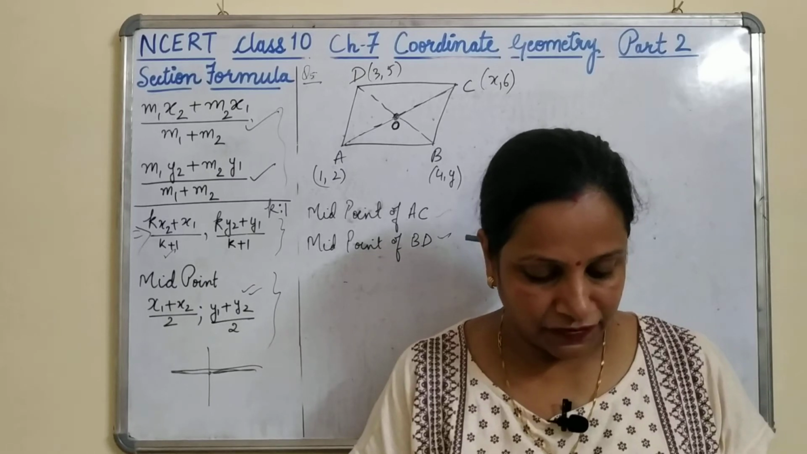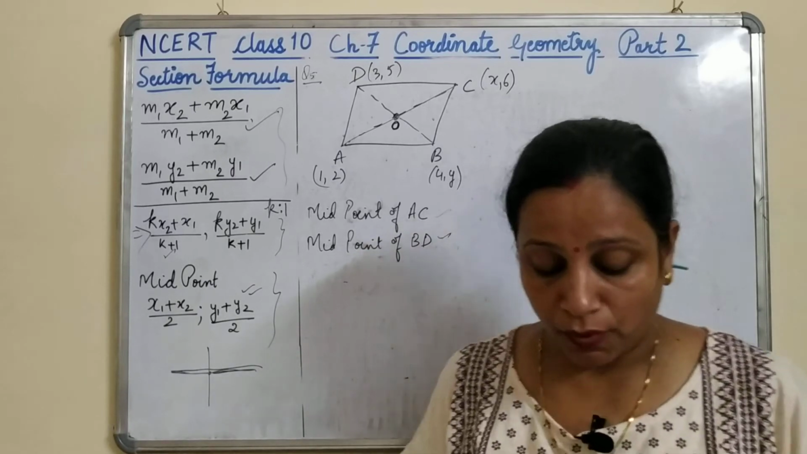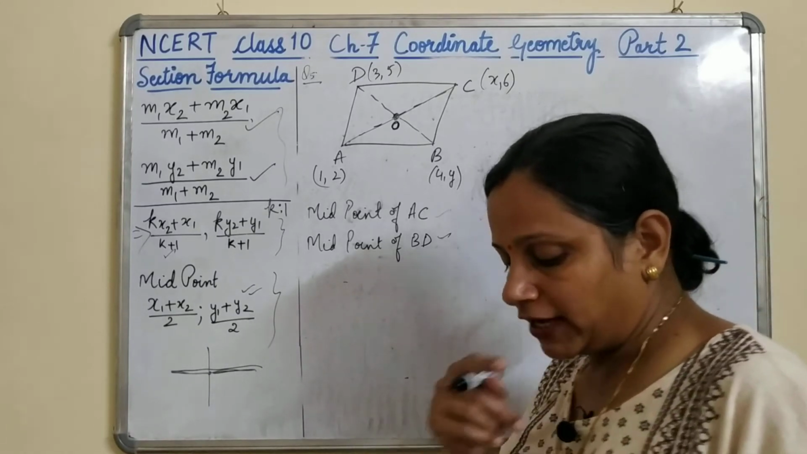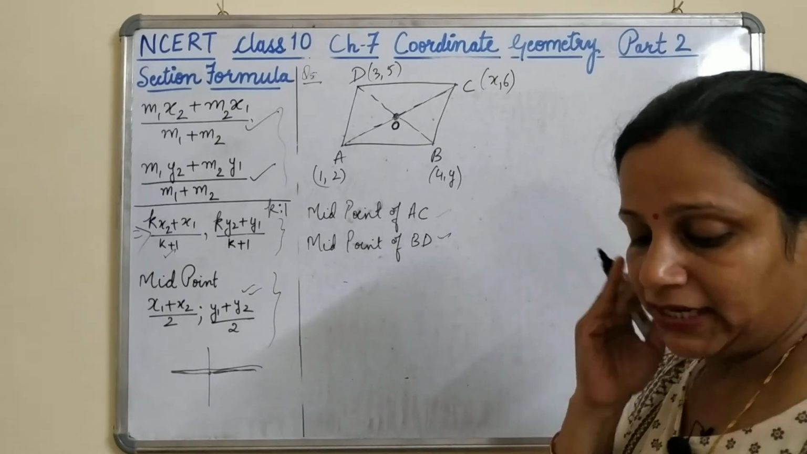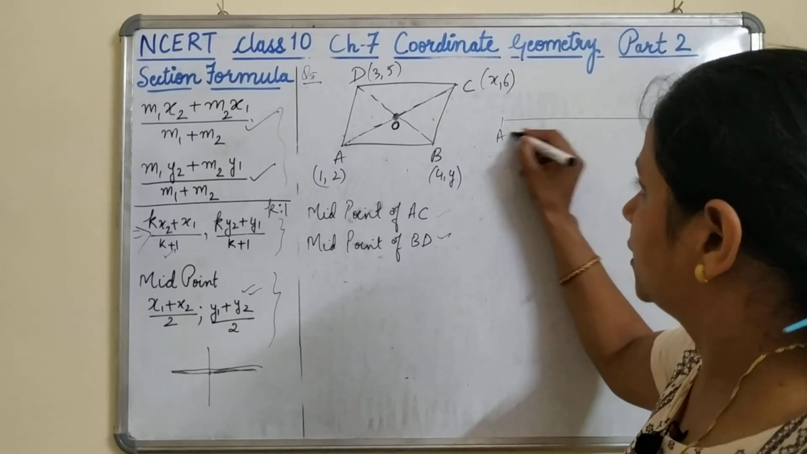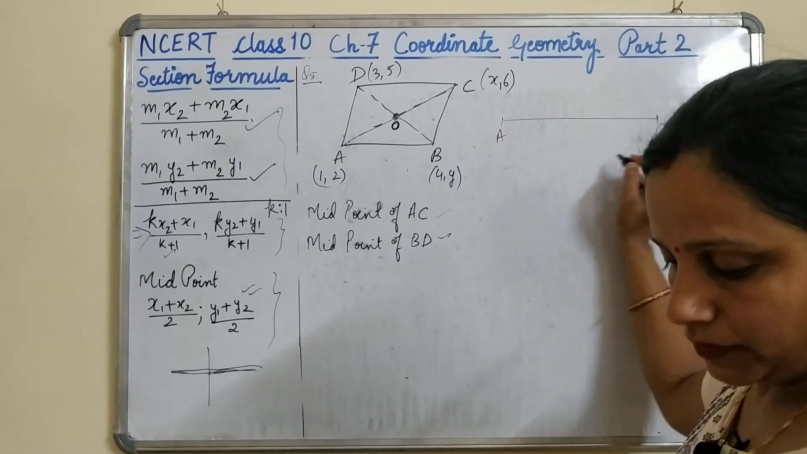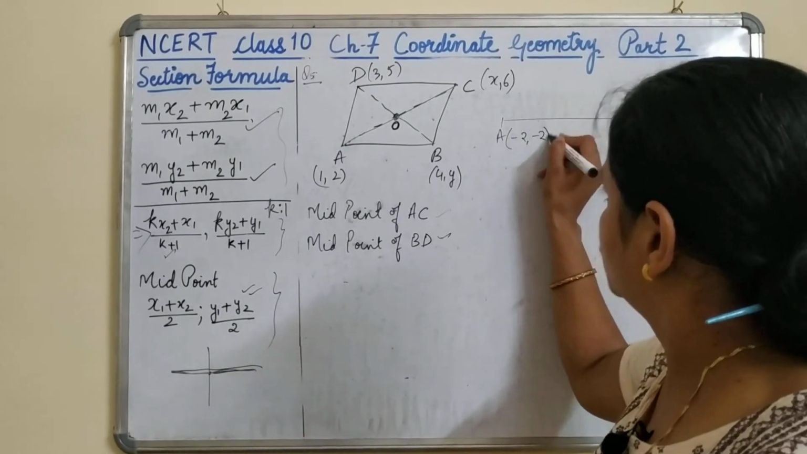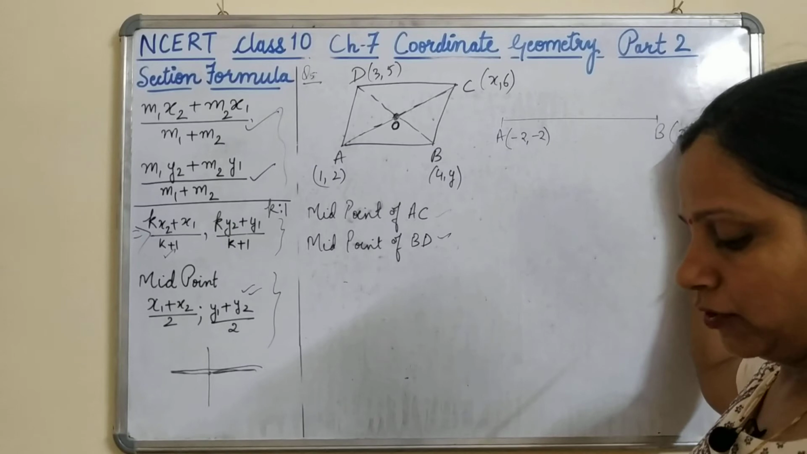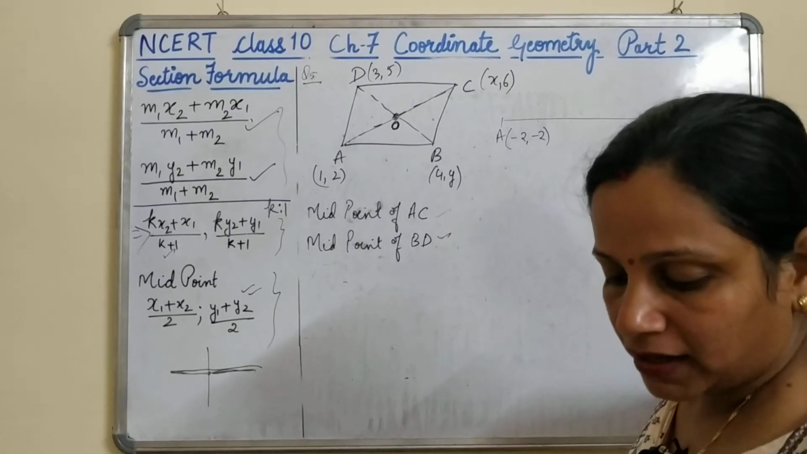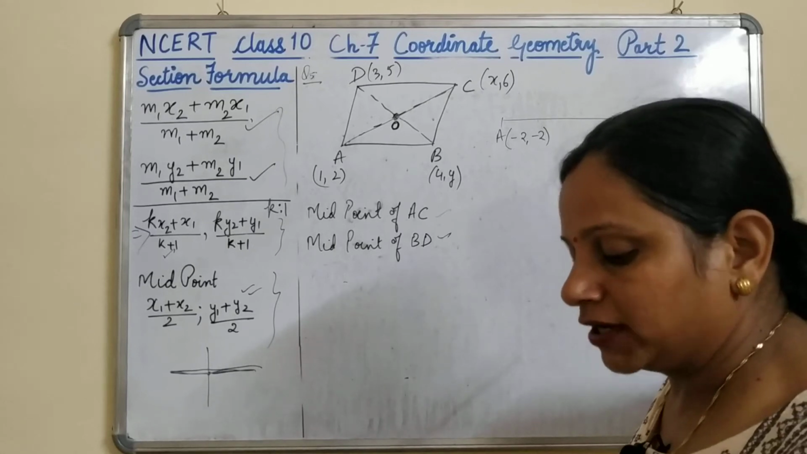Then we have 7 and 8. The 8th question is very important, in fact, with just a little change in this. We are given that A and B are, though it is the same as the earlier questions, just with a slight change, minus 2 and minus 2, and here we have 2 and minus 4. Now if A and B are these coordinates, find the coordinates of P.